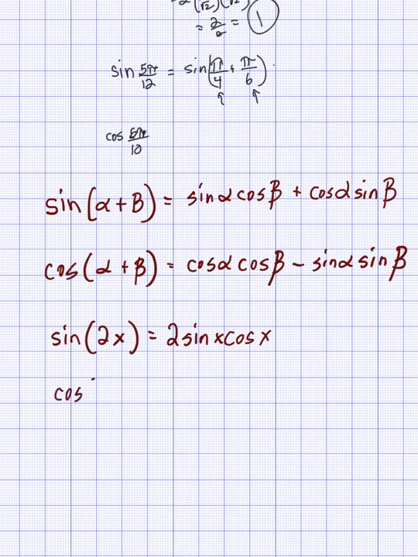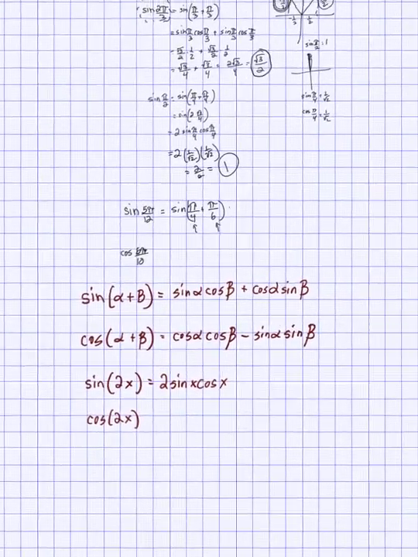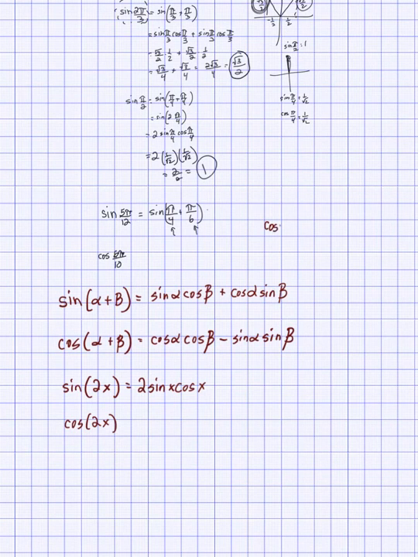What if we do cos of 2x? Well, that's just going to be, I'm going to do it over the side here, cos x cos x minus sine x sine x. So that's just going to be equal to cos squared x minus sine squared x. So cos x times cos x minus sine x times sine x.